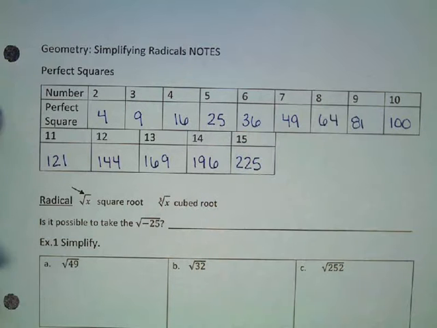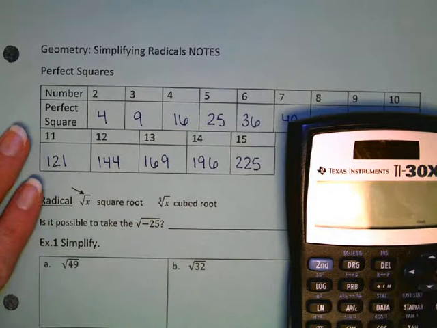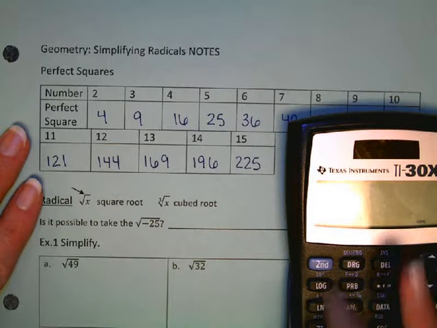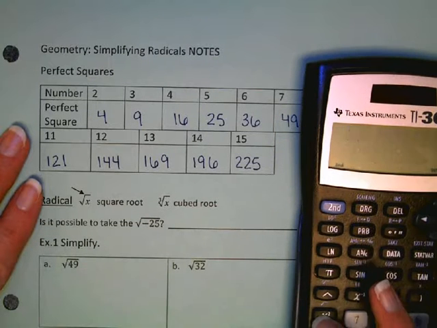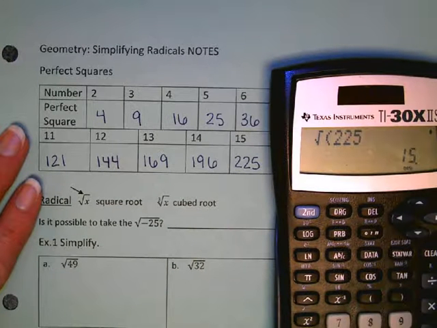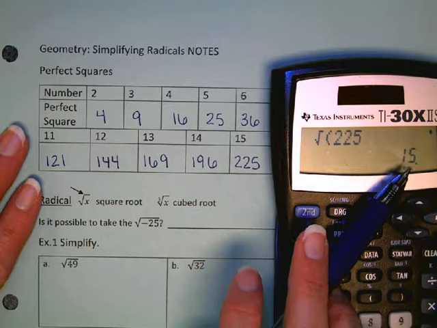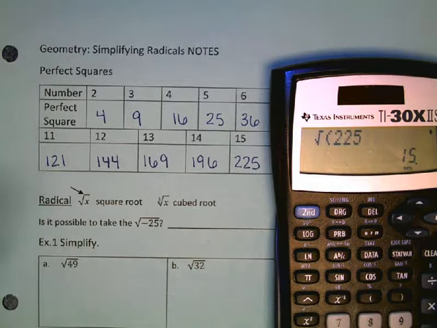Okay, so those are all those numbers squared. The reason they're called a perfect square is because if you took a calculator, like let's say I square root, you hit the second and then this button down here, it says square root. If you square root 225, you get 15. So 225 is considered a perfect square because you can square root that on a calculator and get a whole number. That means it's something times itself.